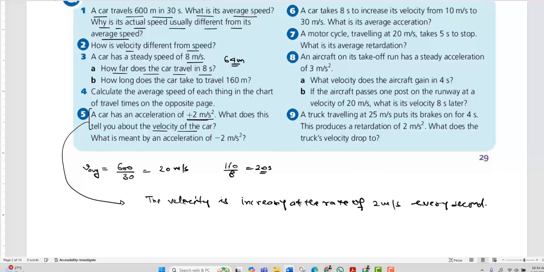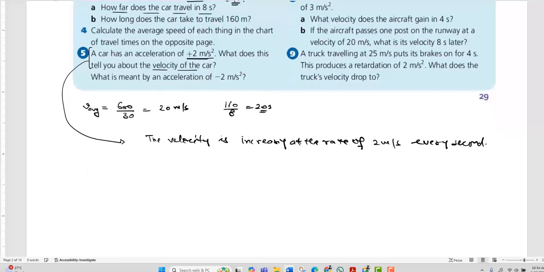But in real physics, this is not the right answer actually. Basically, the sign of acceleration will never tell you what is happening to a particle. So basically it is wrong. The answer should be that by looking at the sign of the acceleration, we cannot tell what is happening to the velocity.